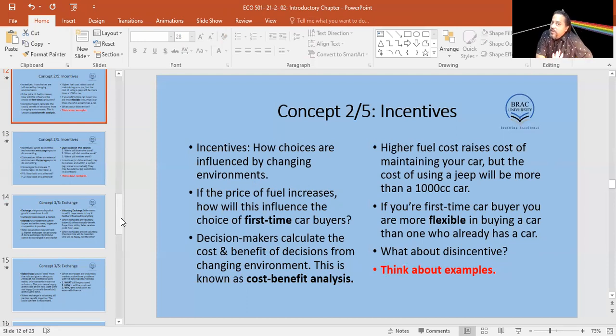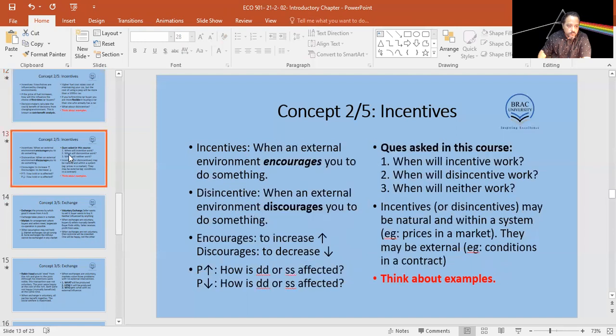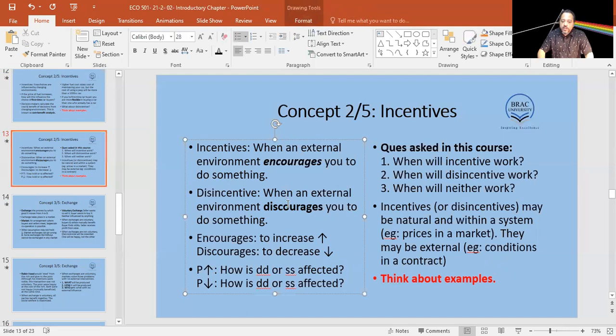So the incentives, this is how changing environments will influence something that we will do. It will also influence something that we won't do. When we talk about incentives, we also naturally and obviously have to introduce the concept of disincentive, the opposite of incentive. Okay, so we define incentive as when an external environment changes, it encourages you to do something. Then the opposite is disincentive. What is disincentive? When an external environment discourages you to do something.